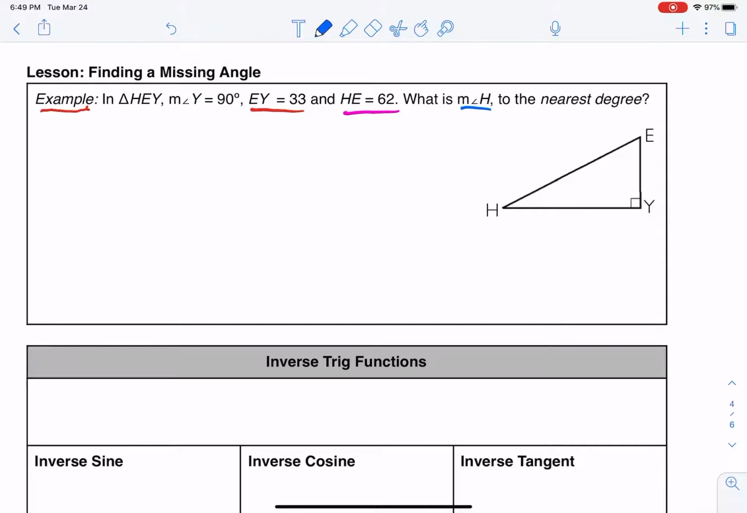So I'm just going to underline everything that's important in that problem. So the angle I'm interested in here is angle H, but we don't know what that angle is. So I'm going to write X next to that. I know that the side length, EY, is 33. And I also know that the side length of HE is 62.